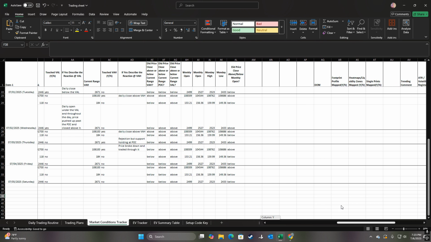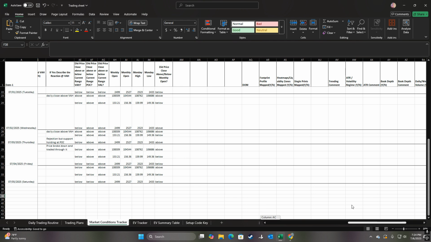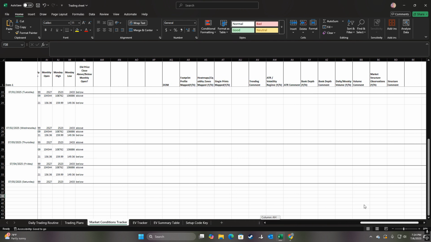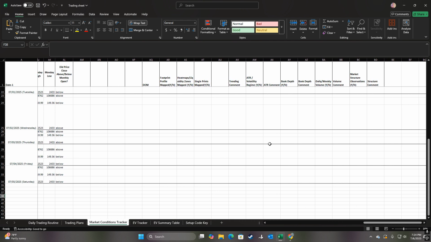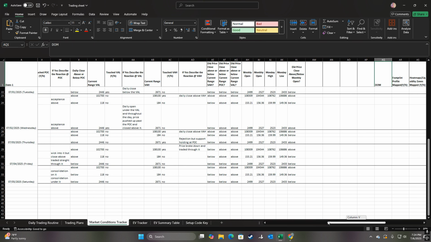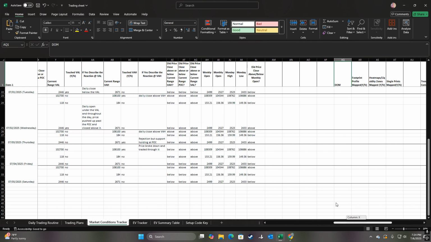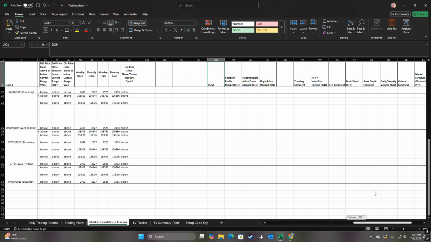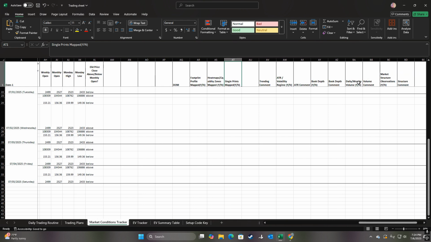And this is some stuff that I'm not sure how to track. Some of the stuff I know how to track, like I can track ATR, but some of the stuff I don't know how to track effectively, and I don't know how to fit it in with all this. But over here we have the DOM, the footprint profile, heat maps, single prints. I think single prints are important. I think I already have the daily and weekly volume, but yeah.